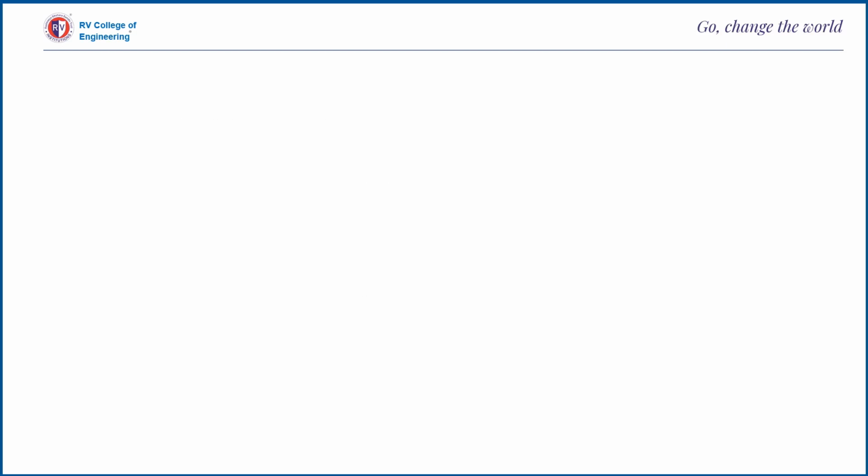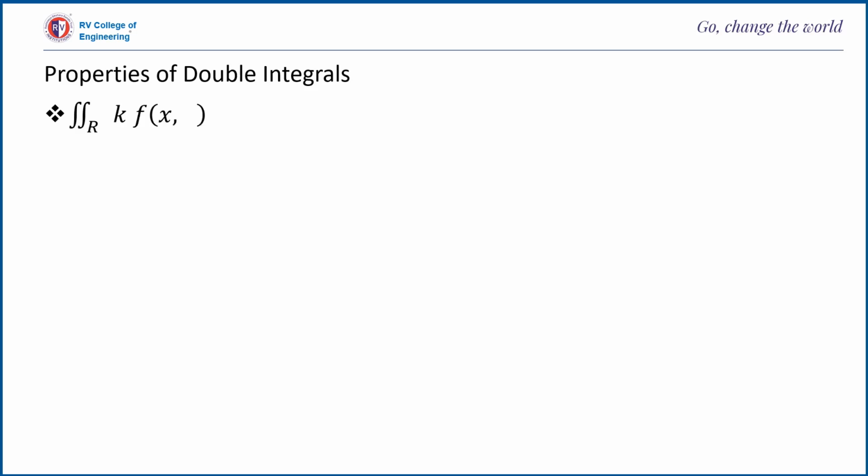Now let us see some of the important properties of double integrals. The double integral over the region R of k times f of x comma y dA is equal to k times the double integral over the region R of f of x comma y dA, where k is a constant. So when k is a constant, you can always pull it out of the double integral and then evaluate the double integral.